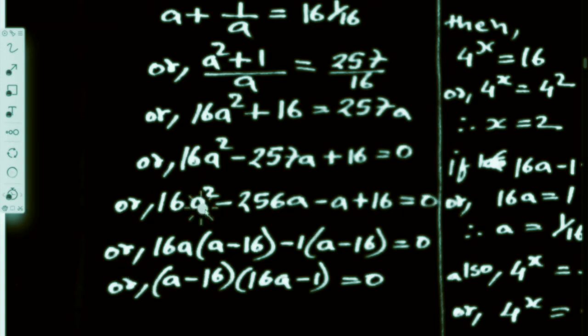Now from the first two terms we have to take something common. Here 16a is our common, and the non-common part is a minus 16. From the other two terms we take common minus 1, giving minus 1 bracket a minus 16 equals 0. Now a minus 16 is common, so take it in front: a minus 16 bracket 16a minus 1. These two are the factors of this expression. Factorization is done, and we got two factors of this expression: a minus 16 and 16a minus 1, equals 0. Now from this we can get the value of a.